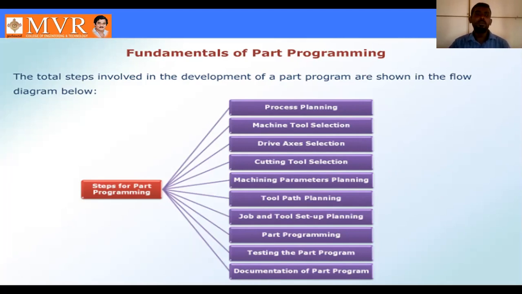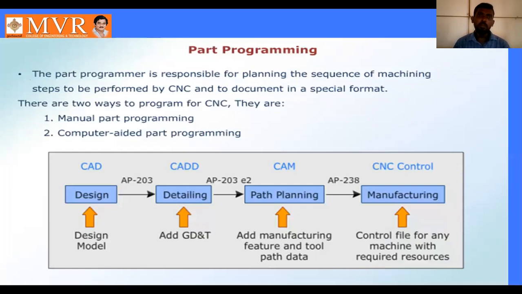So the machine should follow these steps, then only we can successfully complete the manufacturing. So these are the development of the path programming as shown in the flow diagram. So next one is path programming.